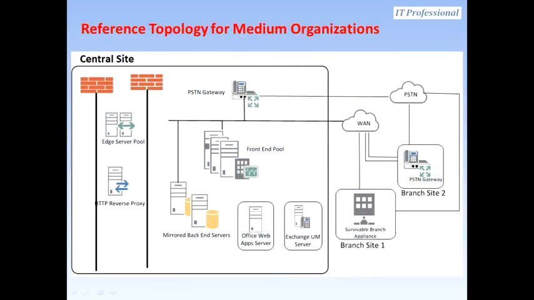Here we have the reference topology for medium organizations. Here we have the front-end pool. This is an example of a central site. We have an edge server pool. We have an HTTP reverse proxy. We have mirrored back-end servers. We have also an Office Web App server. We have branch site 1 and branch site 2.